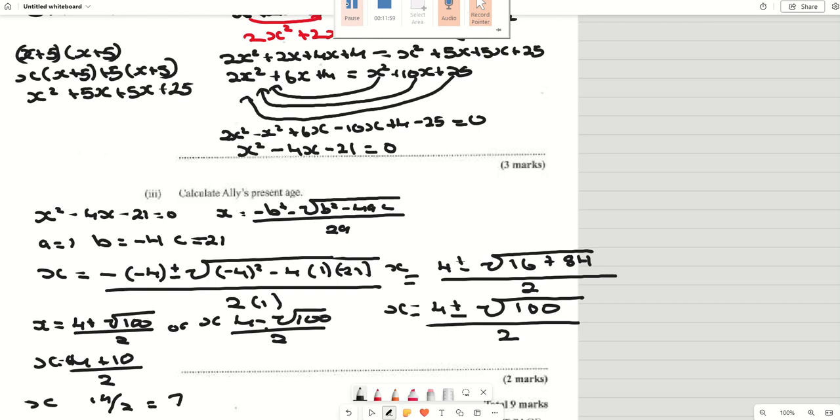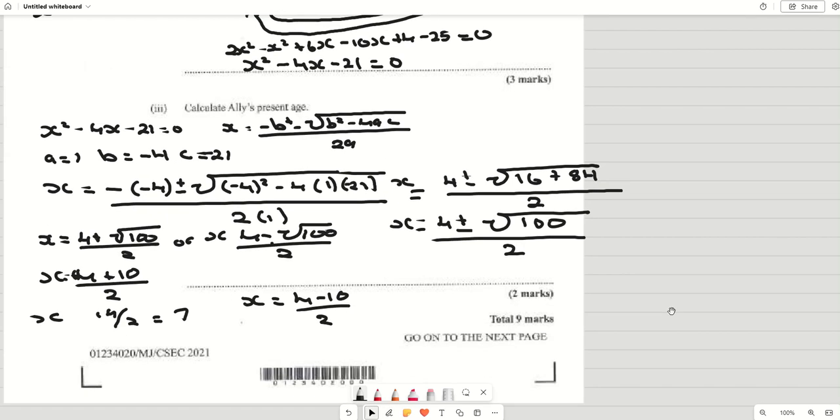So x could be 7. For this one, x is equal to 4 minus 10, all divided by 2. That's minus 6 divided by 2. You cannot be negative something years old, right? Let me just work it out to show you. 4 minus 10 is minus 6 over 2, which is equal to negative 3.